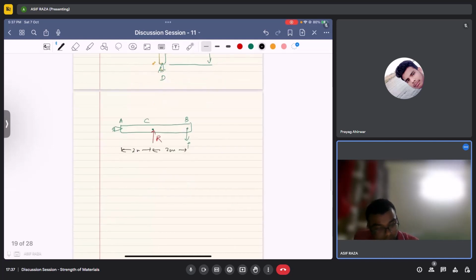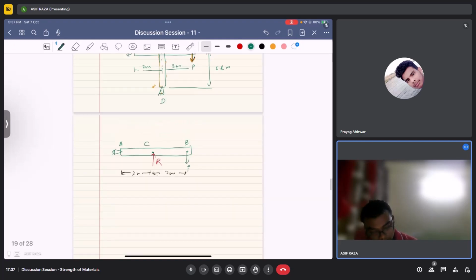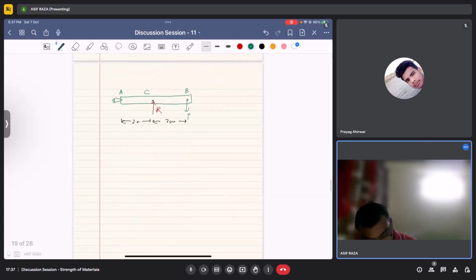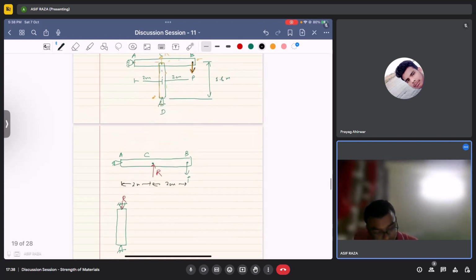This is for this, and for the column it would be kind of this, but keeping in mind that it's hinged at both ends. The length is 1.8 meter.